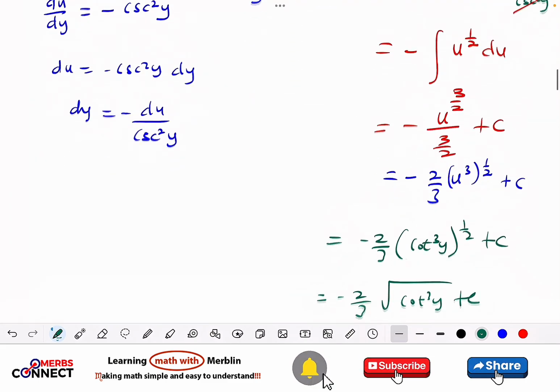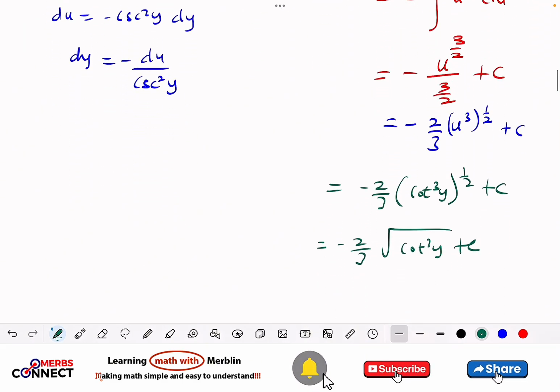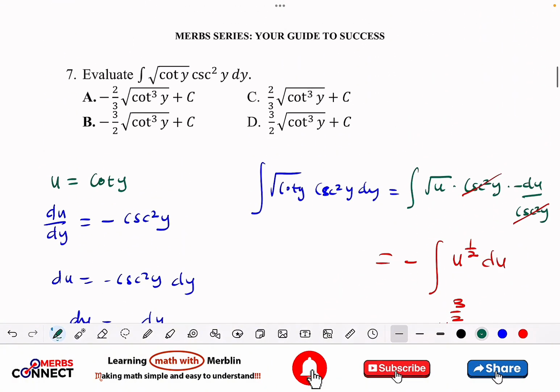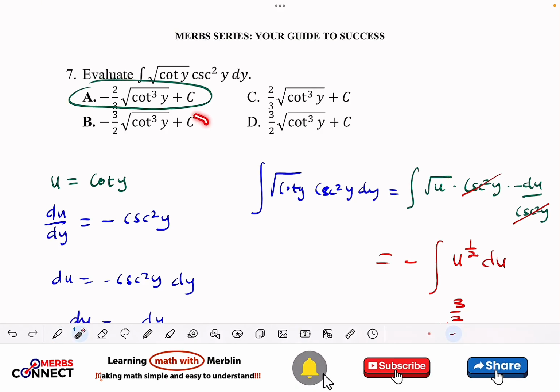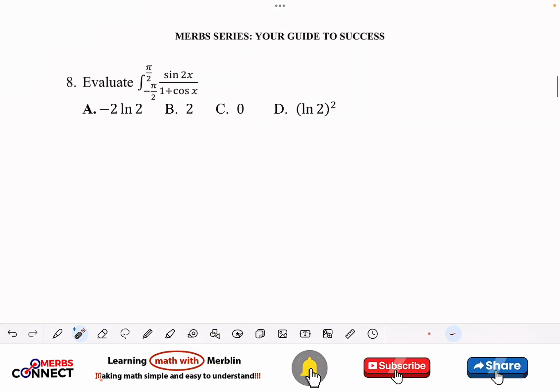So minus 2 on 3. So yeah, minus 2 on 3 is this one. Here, if you don't pay attention, you might even choose this one, but this one is 3 on 2. So always pay attention whenever you are choosing your final results as well.